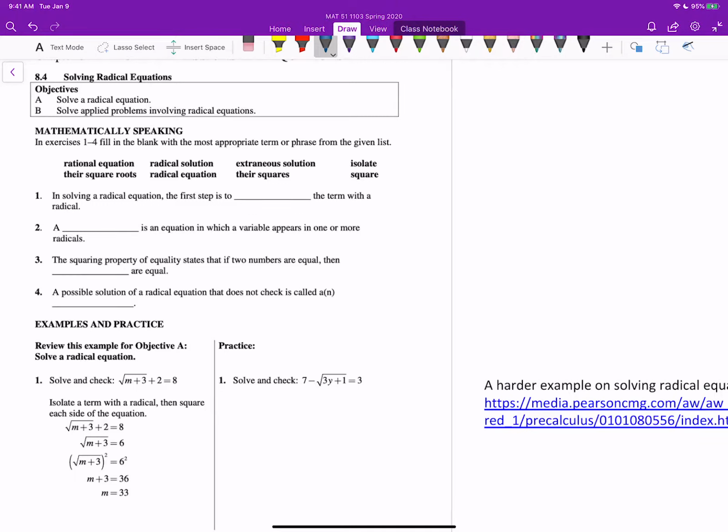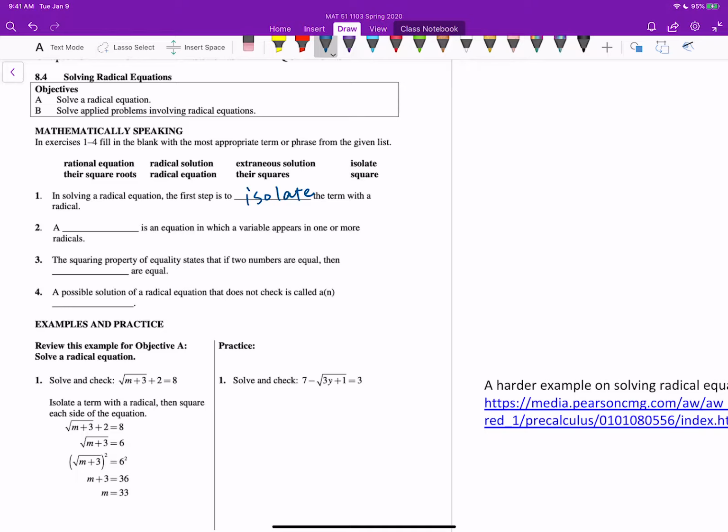In solving a radical equation, the first step is to isolate the term with a radical. So we'll put isolate right here. It's very similar to how we solve absolute value equations. We isolate the special part. Since we're solving radical equations, we isolate the radical part.